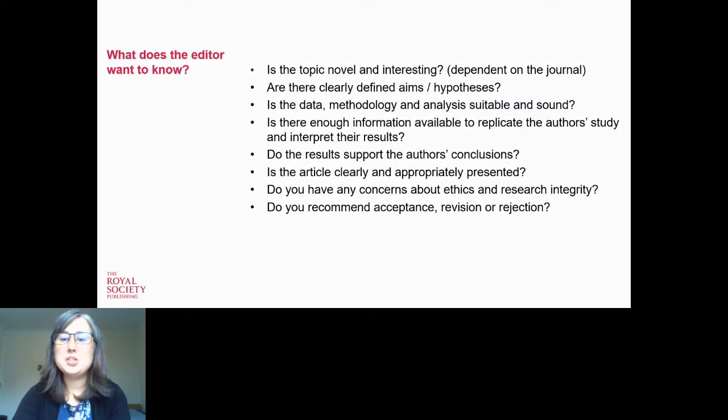As a reviewer, you should be an expert in the field of the paper you've been invited to review. Your role is to use your expertise to consider if the science is robust and well communicated. There are a number of questions you'll want to think about as you read through the paper. Some journals may ask you to consider if the article is in scope for the journal, but generally I would say that this is the editor's job. If the paper has gone out for review, it really should be in scope.